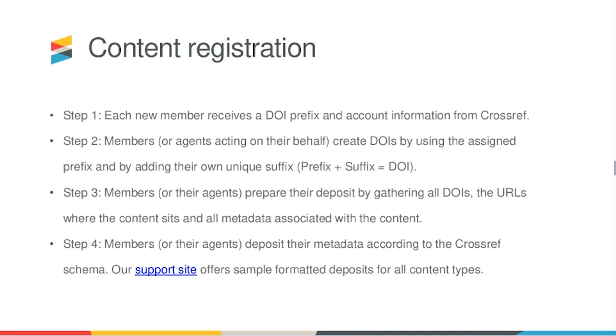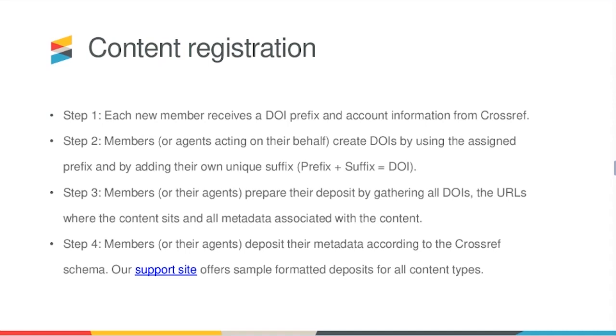I said that a member gets their own DOI prefix, and I can probably correct what I mean by that a little bit. When an organization or a publisher joins CrossRef as a member, we give them a DOI prefix, which is the 10 dot, maybe 1234 or 12345, that comes at the start of each DOI that you see.